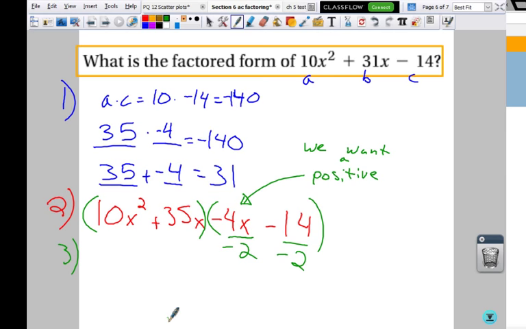Negative 2 right here. Okay, so we have negative 2. And then inside here, it's like we're dividing by 5. So 10 divided by 5 is 2. X squared. 35 divided by 5 is 7. What about this one? Okay, same thing. What's negative 4 divided by negative 2? 2. And okay, we just put the x there, right? Okay, what's negative 14 divided by negative 2?